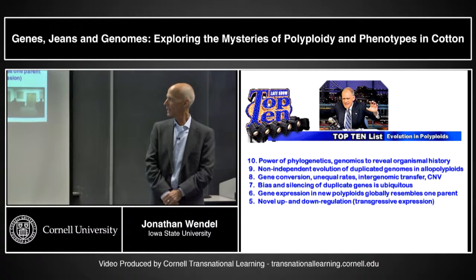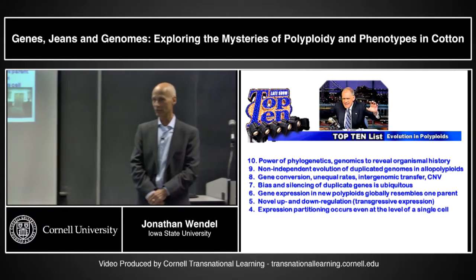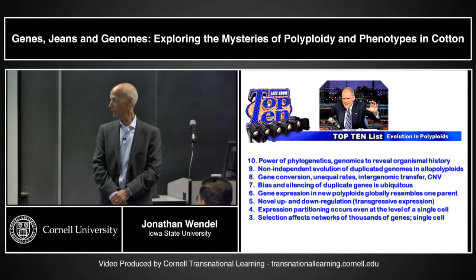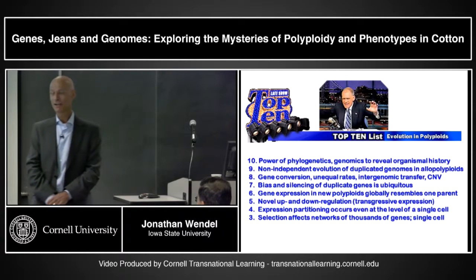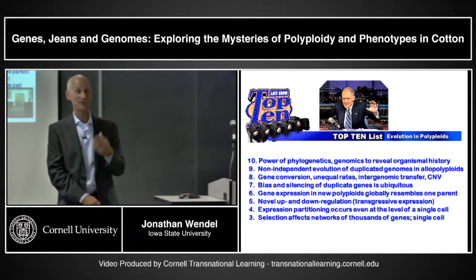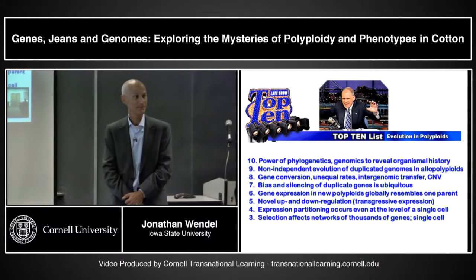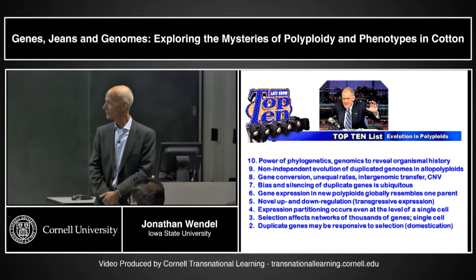I didn't talk about transgressive expression. Expression partitioning of duplicate genes happens even during development of a single cell. Selection affects networks of thousands of genes, even when you're just talking about a single cell. So imagine how complicated evolutionary biology really is when you're talking about bigger, complicated phenotypes. We're talking about a single cell here. So there's still a lot to learn, huh? I mean, there's a lot of room in science for all of us and all of our descendants.